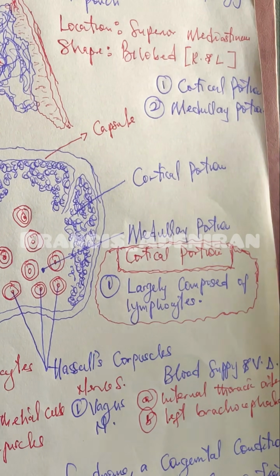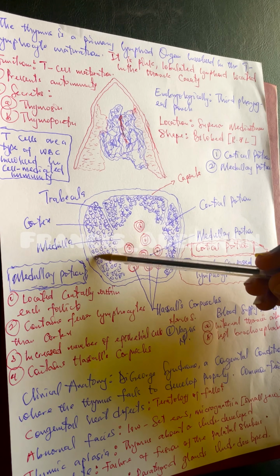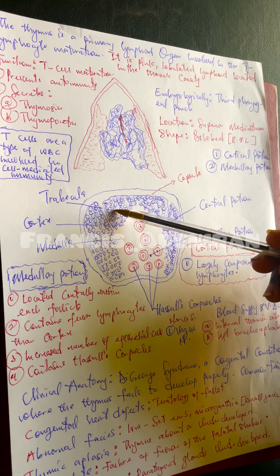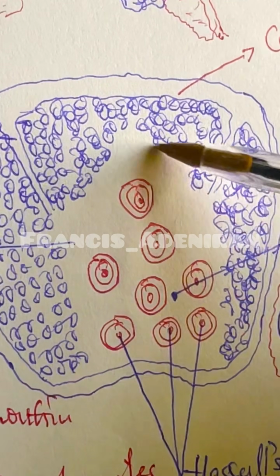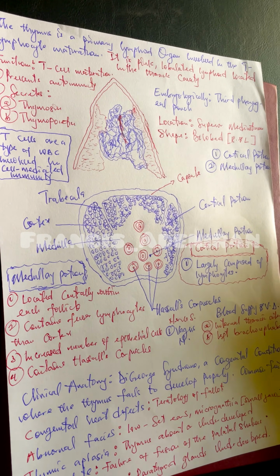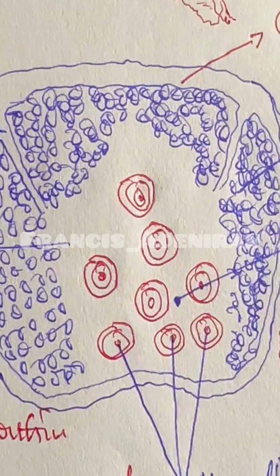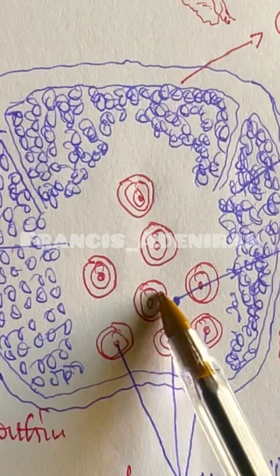Now, the cortical portion is largely composed of lymphocytes, while the medullary portion, this inner aspect, is located centrally by appearance, and also contains fewer lymphocytes in comparison to the cortex. And also, the medullary portion has an increased number of epithelial cells, and also contains what we call the Hassall's corpuscle. Now, this structure labeled in red is called the Hassall's corpuscle.